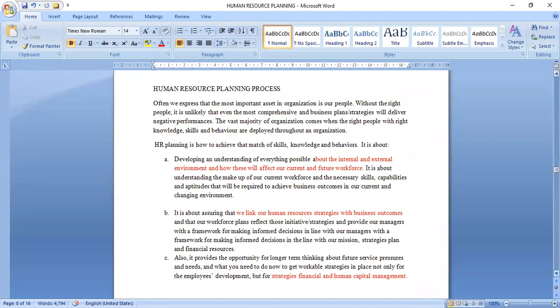So let's look at the human resource planning process. What is involved in the human resource planning process? This human resource planning is basically aimed at matching the skills, knowledge, and behavior, right? Matching the people with the rightful skills, with the rightful behavior, with the rightful knowledge to match the rightful positions in these organizations.